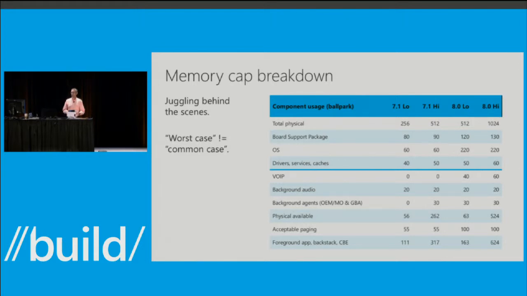The BSP took up some number of megabytes. The OS itself takes up a certain amount. Then there's an allocation for drivers, for system services, for system caches, various buffers of one kind and another. The start screen app. So then below the line is what you've got left to play with.